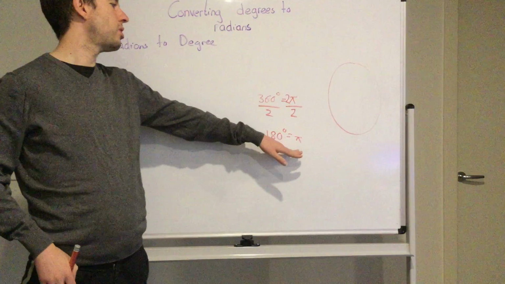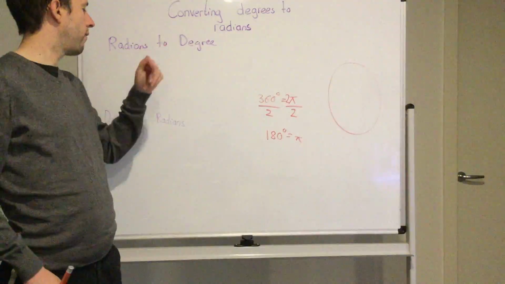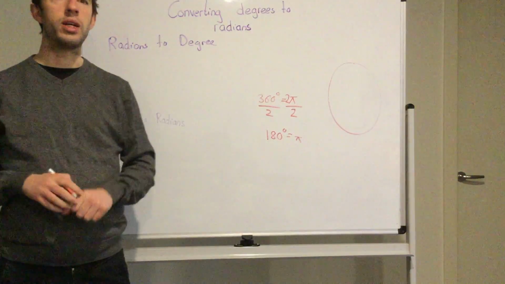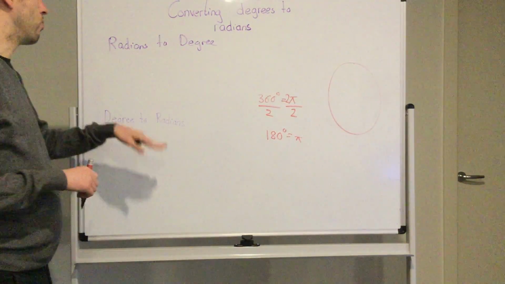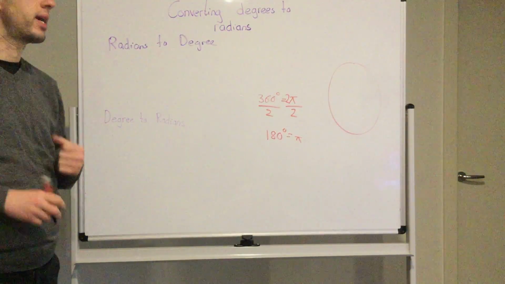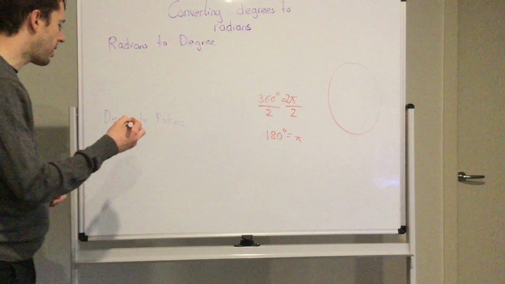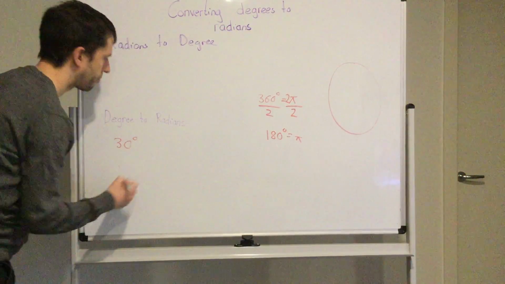Now we are going to be using our understanding of this to convert between degrees and radians. I'm going to start with degrees to radians, and then we'll go back the other way and see if we can convert between both of them. To start off, I'm going to start with 30 degrees.